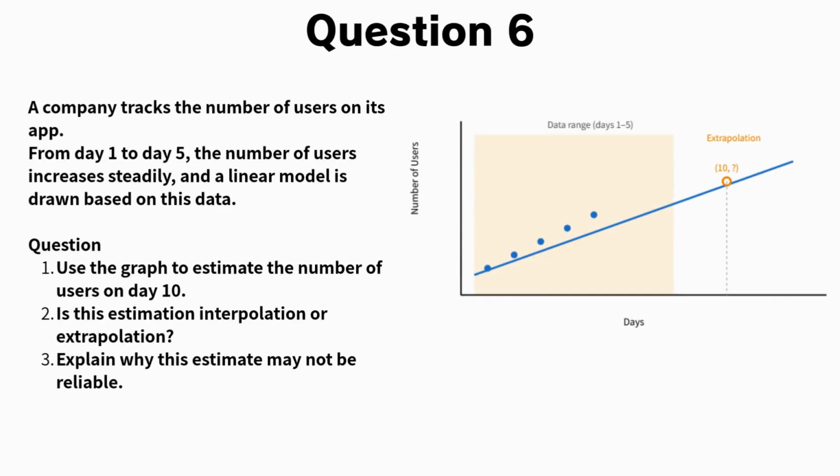Now let's look at question 6. This graph shows the number of users for an app from day 1 to day 5. A linear model has been drawn based on this data. First, use the graph to estimate the number of users on day 10. Next, decide whether this estimate is interpolation or extrapolation. Finally, think about whether this estimate is reliable, and be ready to explain why or why not. Take about 30 seconds to think before we walk through the explanation.